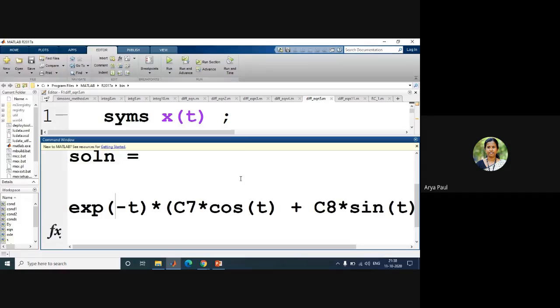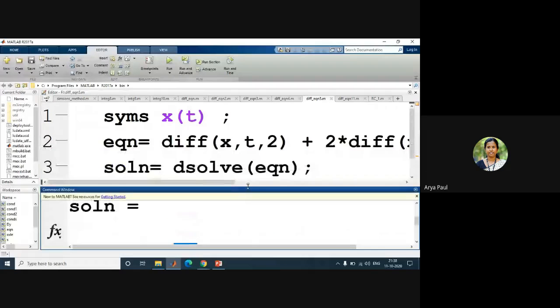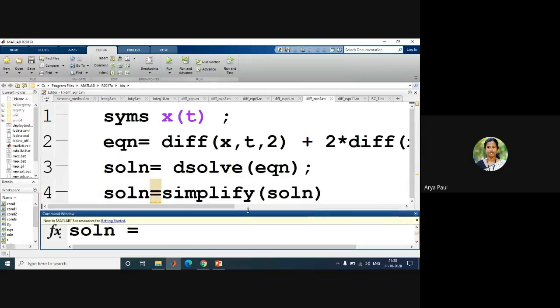Since we are not specifying the initial condition, we are getting constants here. If we specify the initial condition, they will find the constant values and then evaluate the solution. That will be a specific solution, not a general solution. I hope this is clear.